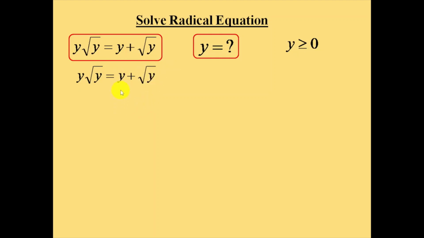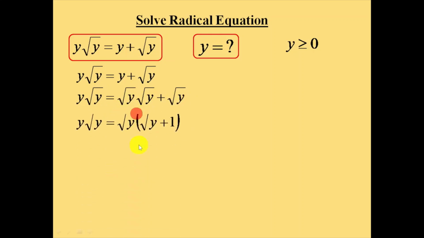So write this y as square root of y into square root of y. Just we are writing this y as square root of y into square root of y. Now among these two, take common one square root of y. So it will become like this: square root of y into square root of y plus 1.